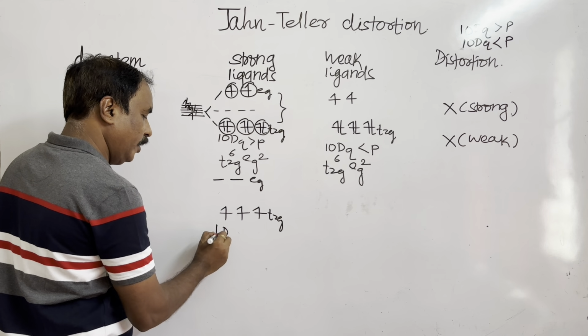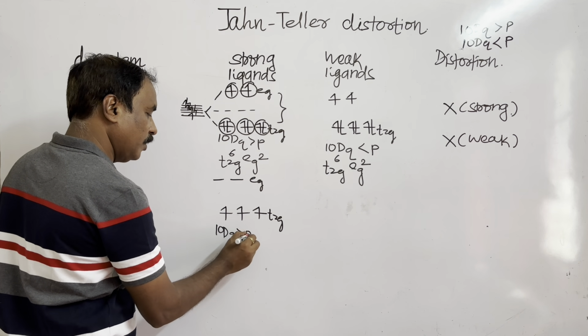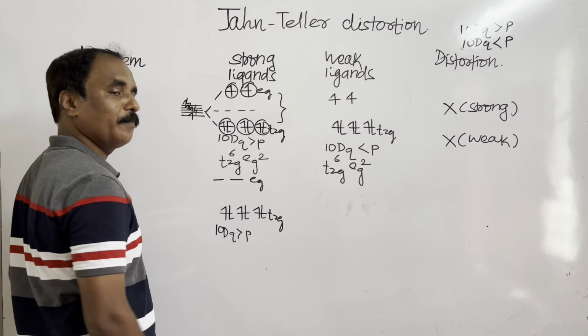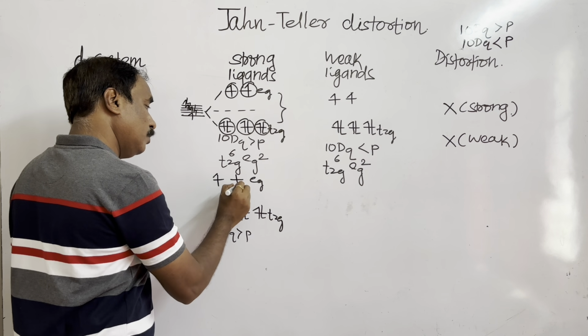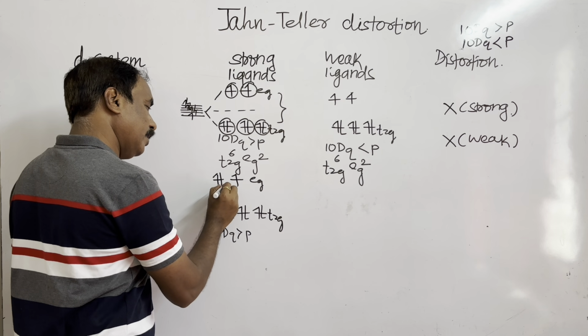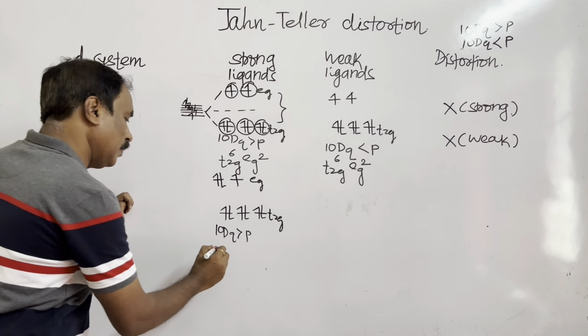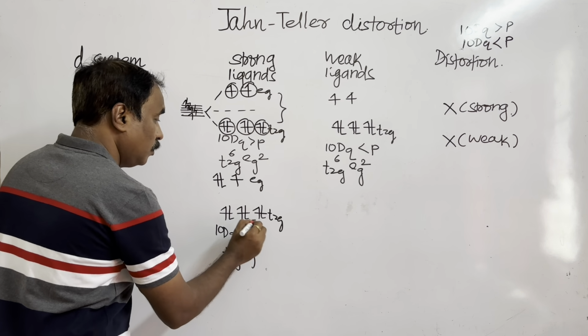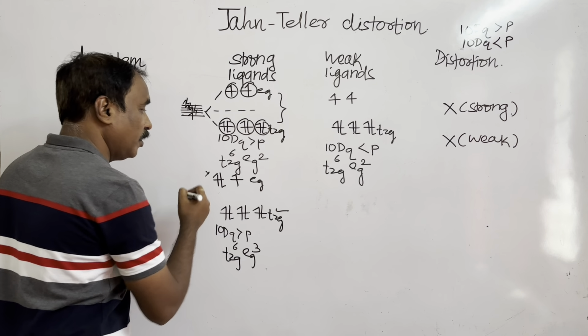Strong ligands, 10 Dq is greater than pairing energy is less. 4th, 5th, 6th, 7th, 8th and then 9. Electronic configuration is t2g6 and eg3. This is symmetrical, but this is not symmetrical.